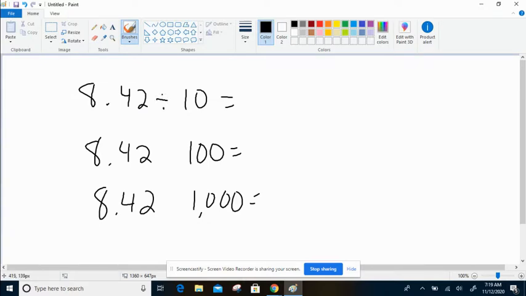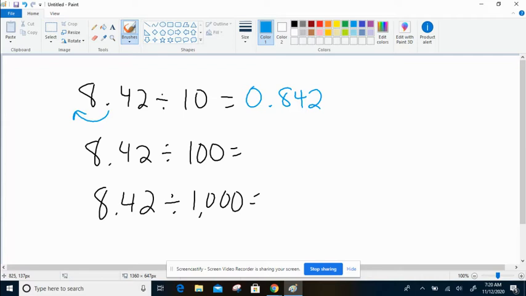So we're going to change here. Since we were swooping to the right when we were multiplying, when we divide, it's the opposite. So we're going to swoop to the left. So if we're dividing by 10, how many places are we going to move? We're going to move 1 place to the left. So we end up with 0 and 842 thousandths, or just 842 thousandths.